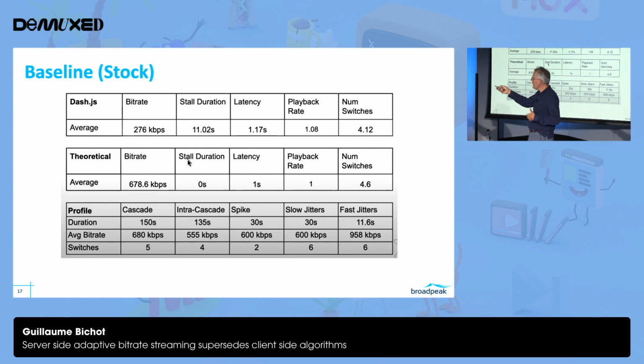And then they computed a theoretical target, right? Average bit rate 678. If you correctly manage all these profiles, you should exhibit an average bit rate of 678 kilobits per second, right? 0 seconds of duration, 1 second of latency, and so on. And then they did the test for dash.js, the default algorithm, and they found the result. As you can see, 276 kilobits per second, more or less. The default algorithm sticks to the lowest layer and doesn't move a lot. It tries to move sometimes, but basically sticks to the lowest layer. So not good for us. We want adaptation, right?